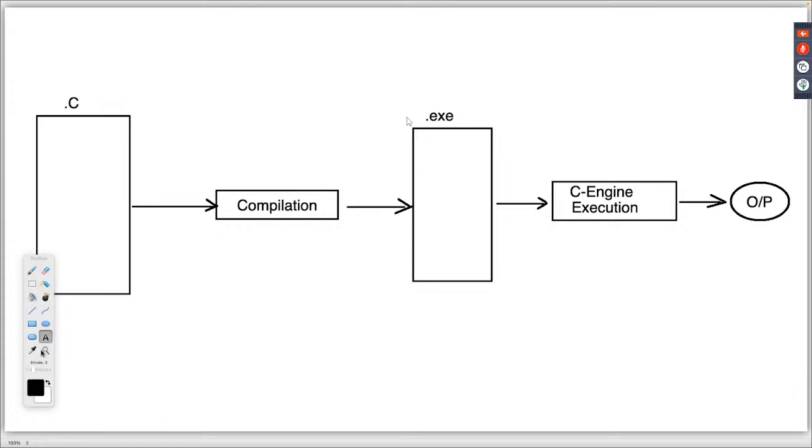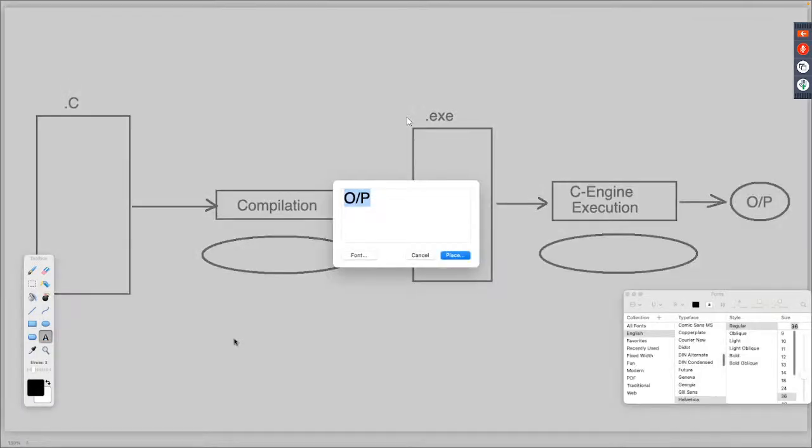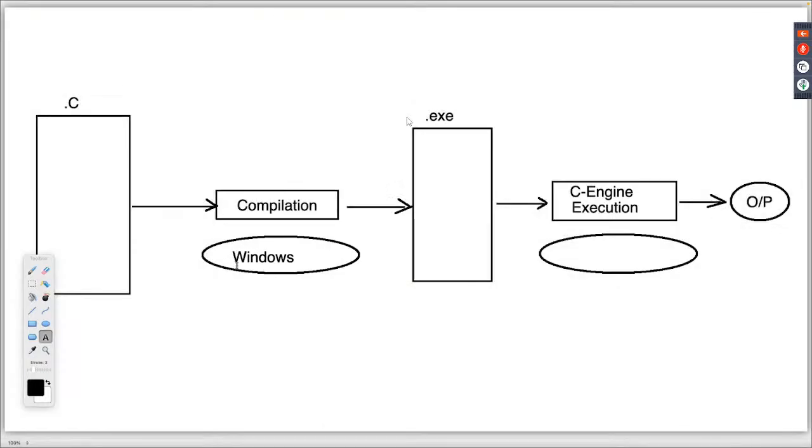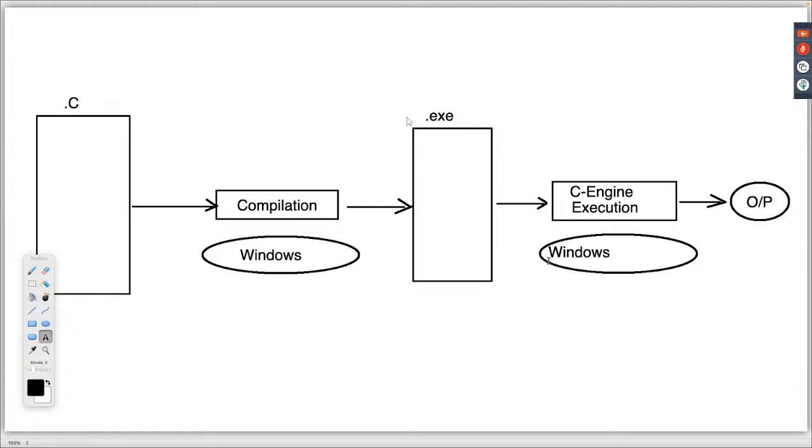First of all, let me go for the definition. As per the definition, for compilation we require one operating system, and for execution we require an operating system. Maybe same or different, that we will decide now. For compilation, I want to take the Windows operating system. As per the platform dependent programming languages definition, the same Windows operating system we have to use for execution.